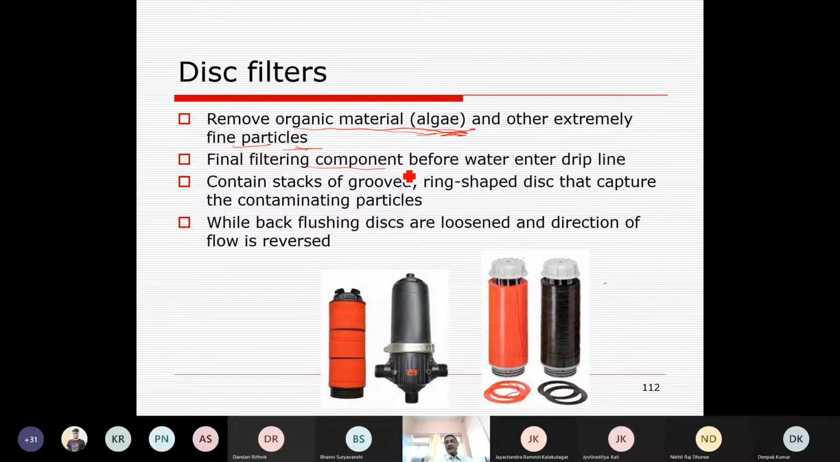So it is the final filtering component before water enters the drip line, that is main, sub-main, lateral, and then drips. It contains a stack of grouped, ring-shaped discs like this that capture the contaminating particles in the water. While backflushing, during cleaning of this filter, the discs are loosened and the direction of flow is reversed. Suppose it is entering from this side. To clean this, the filter is taken out from this jacket. It is loosened so that the rings move freely, and water or air pressure is applied from this side to remove any impurity attached between these rings or discs.